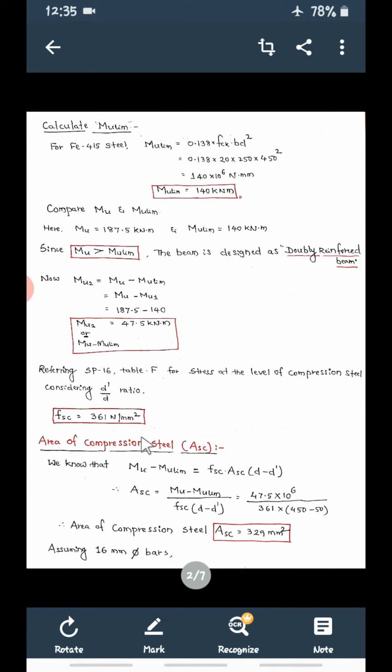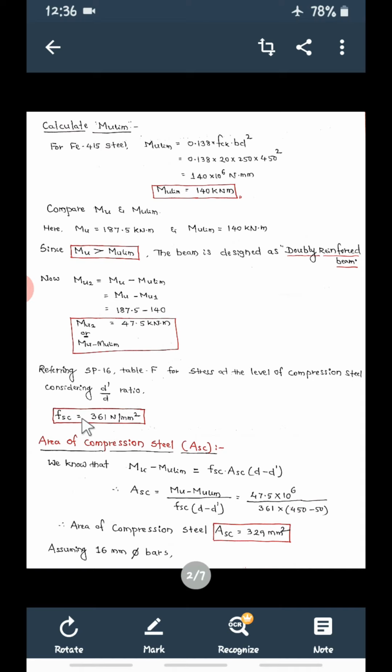So from this ratio, that is D dash by D ratio, once you get it, refer this SP16 table F. Go to table F. There you can find this D dash by D ratio. For this ratio, what will be the FSC? So FSC comes out 361 Newton per mm square. That is the stress at the level of compression steel, 361 Newton per mm square.